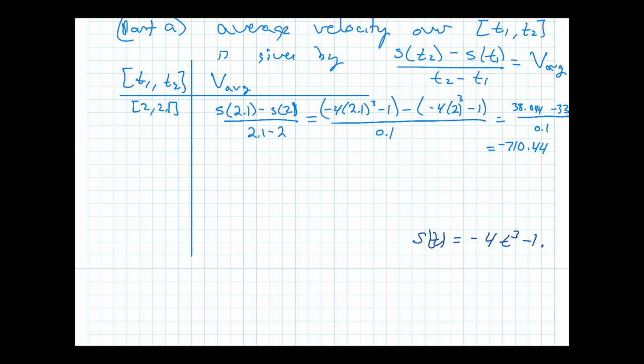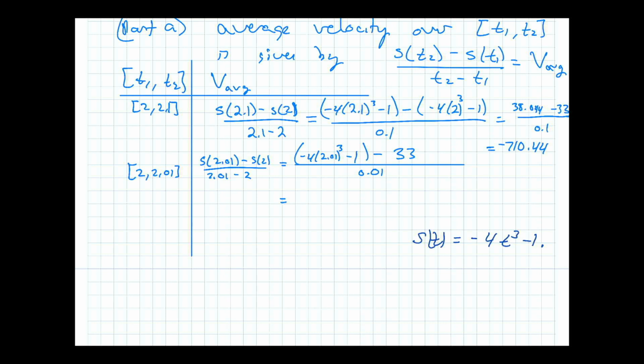Okay. Then you move on to the next one, which is 2 to 2.01. So we're going to use the same kind of formula as this, right? We're still going to go s of 2.01 minus s of 2 over 2.01 minus 2. So you have to work that out. So you have negative 4 times 2.01 cubed minus 1. And then minus this, right? S of 2 is here and here. So the 33 that we got, we're just going to keep using the 33. Don't have to recalculate it. I know what the answer is.